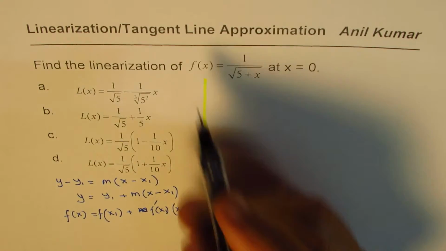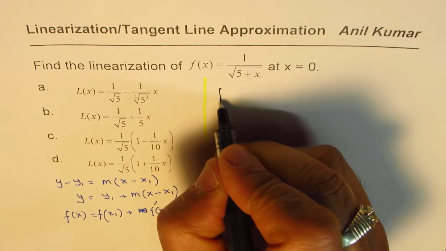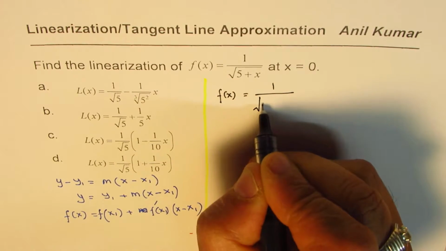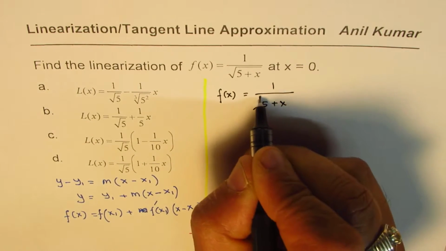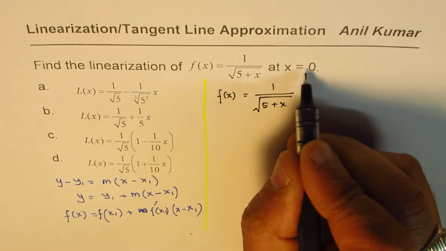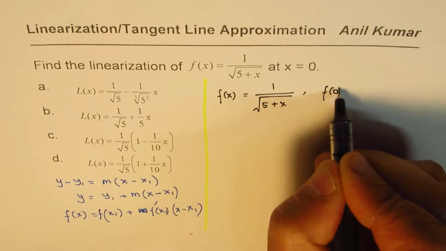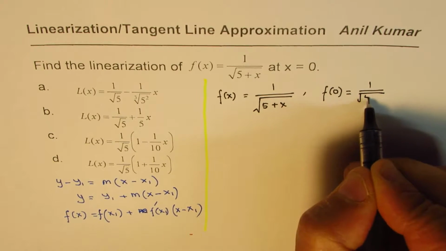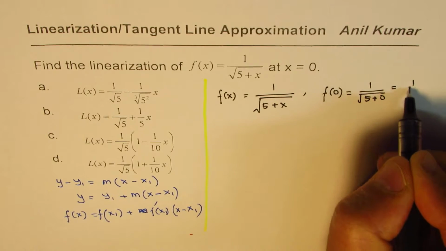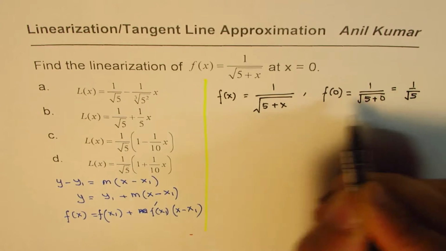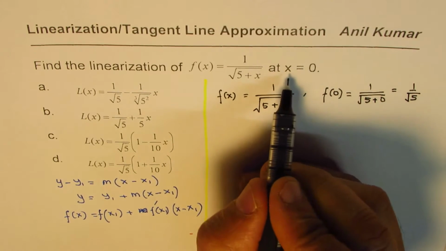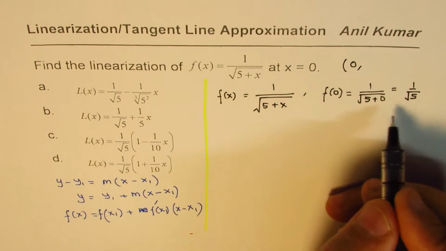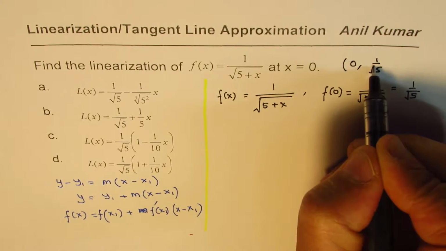We are given the function f of x equals 1 over square root of 5 plus x. Now, what is the value of this function at x equals 0? That is f of 0 equals 1 over square root of 5 plus 0, that is 1 over square root of 5. So we have our point at x equals 0, with y, f of x, as 1 over square root of 5.